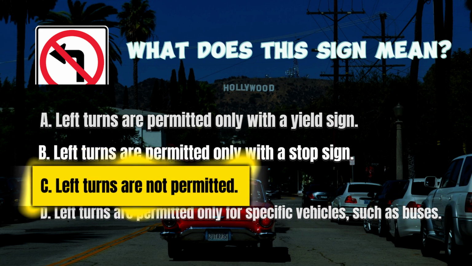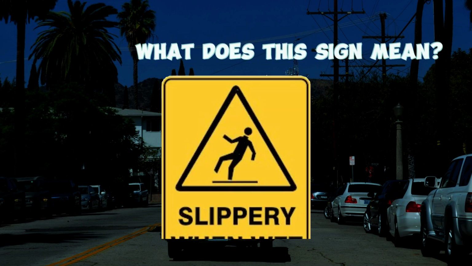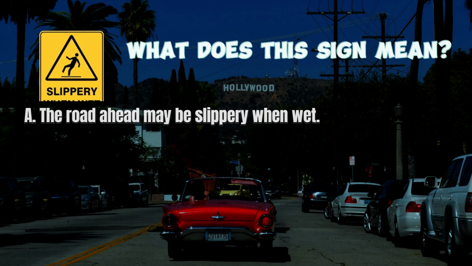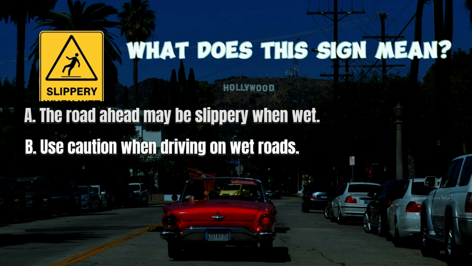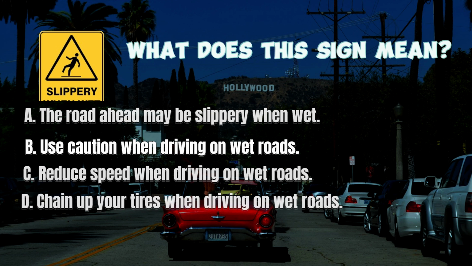Answer. C. Left turns are not permitted. What does this sign mean? A. The road ahead may be slippery when wet. B. Use caution when driving on wet roads. C. Reduce speed when driving on wet roads. D. Chain up your tires when driving on wet roads.